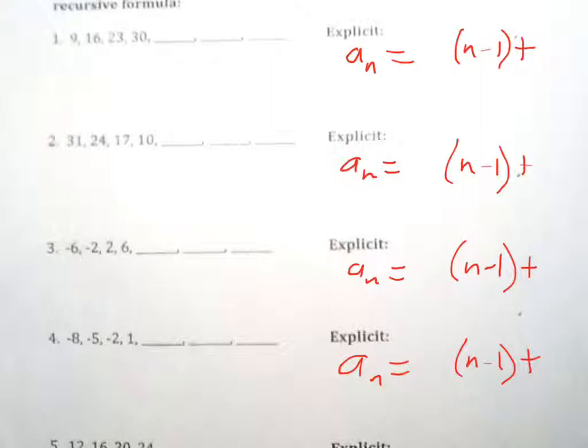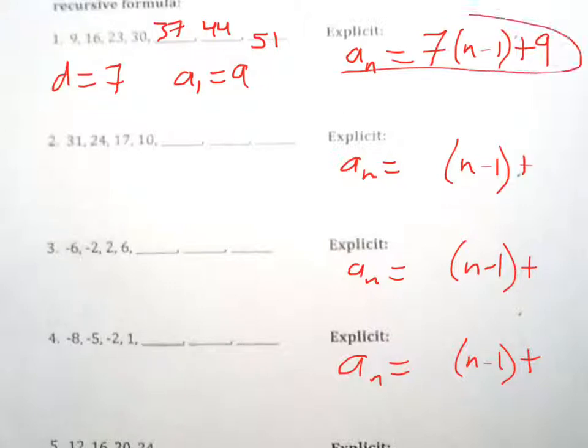So on number 1, we have a pattern here of adding 7 each time. So if you add 7 again, you get 37. Add 7 again, you get 44. If you add 7 again, you're looking at 51. And that's going to give us a common difference of 7 because we're adding 7 each time. And our initial value is going to be the first number of the sequence, which is 9. So 7's going to go in front there, 9's going to go there, and that's your form of your explicit functions for arithmetic sequences.